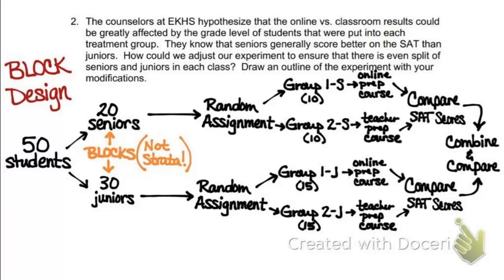Like I said, it feels a lot like stratified random sampling. Stratified random sampling is about how I pick out the people that are going to be involved. Block design, I already have my participants. It's how I decide who to assign to which group. If I think there's an important characteristic, I want to make sure that both of my treatment groups have equal numbers or roughly equal numbers from my blocks.